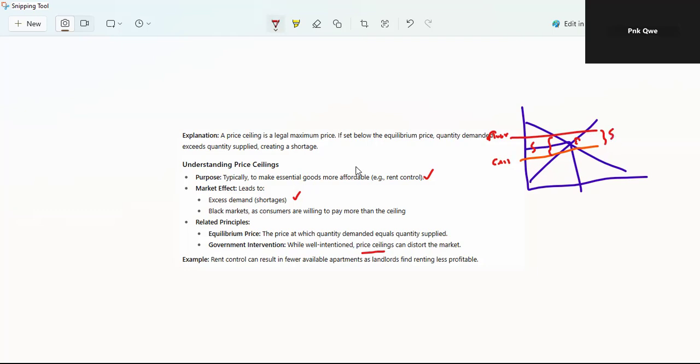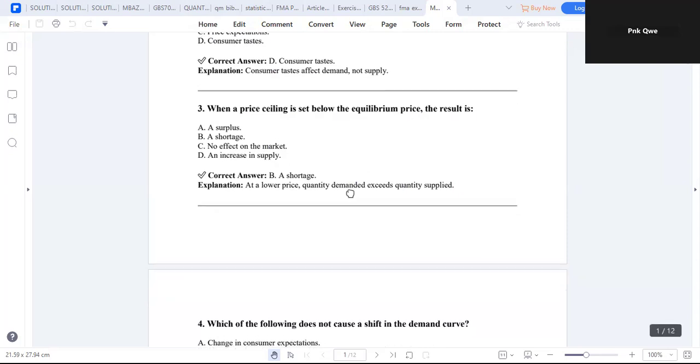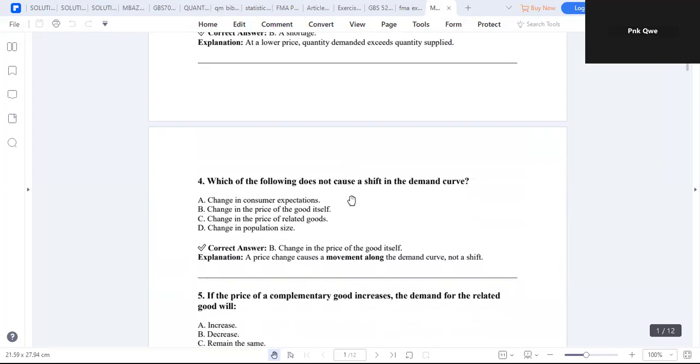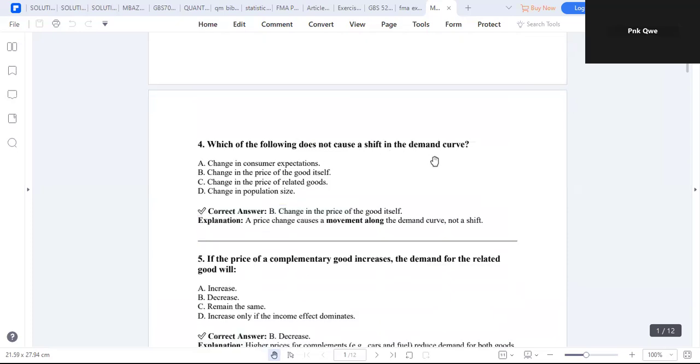So let's go to our question now. Our question reads, when a price is set below the equilibrium price, it is called a what? When a price ceiling is below the equilibrium, the result will be a shortage. At lower prices, quantity demanded will exceed the supply. They make things cheaper, people demand more, and suppliers will be reluctant. Which of the following does not cause a shift in the demand curve? I said price itself does not cause a shift, so price causes a movement along the curve.